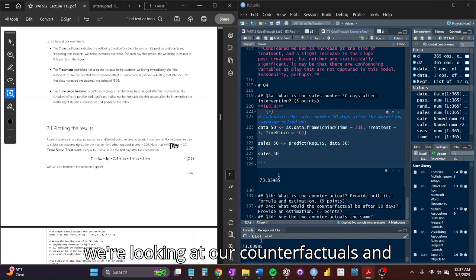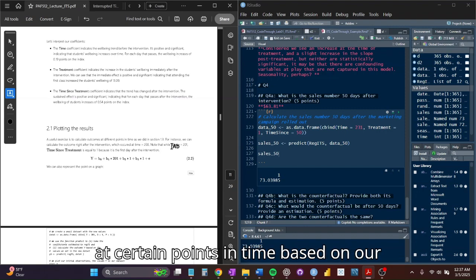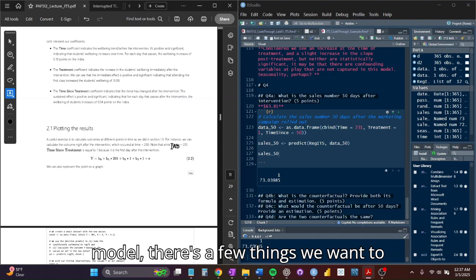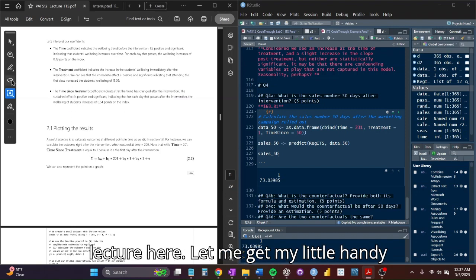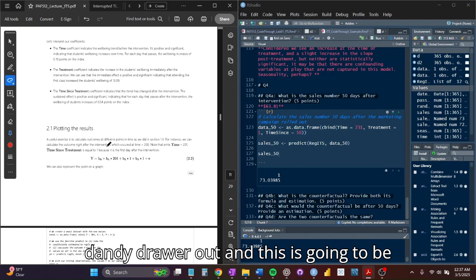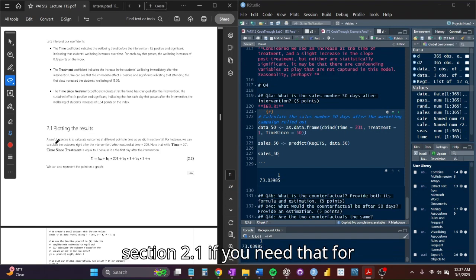So when we're looking at our counterfactuals and trying to determine what values would be at certain points in time based on our model, there's a few things we want to keep in mind. So I'm circling back to the lecture here. Let me get my little handy dandy drawer out. And this is going to be section 2.1 if you need that for reference.